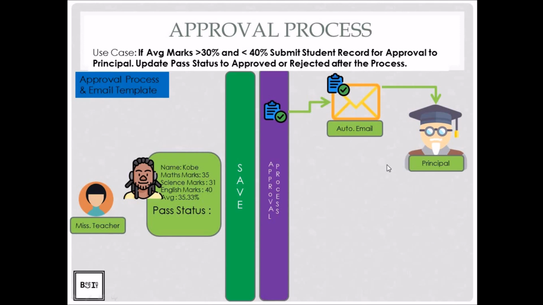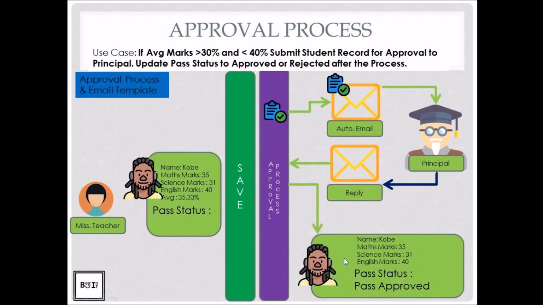Now principal can decide to reply on the same email with a yes or no, and then that response will be captured by the approval process, and then based on the response, the pass status on the record will be updated to pass approved. Now this is handled by the approval process itself. Now principal can also choose to directly approve or reject the record at the record level, and then the approval would also trigger the pass status to be updated to pass approved. This leads to saving a lot of time and also reduces the errors by a huge margin. Miss Teacher, on the other hand, does not have to do too much of interaction, as all the interaction is taken care of by the approval process itself.